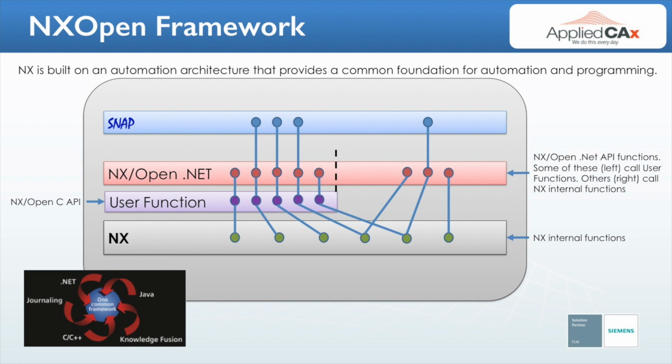So here we have the framework of NX Open. At the bottom, there's all the base NX functionality. Built on top of that are all the user functions that allow interactions with NX as a user. On top of that, there's NXOpen.net, which is currently available in several languages: Java, C#, Visual Basic, Python, and I think I'm forgetting one. We'll talk about it in a minute. And then on top of that, Snap is another API that allows users to create user interfaces.